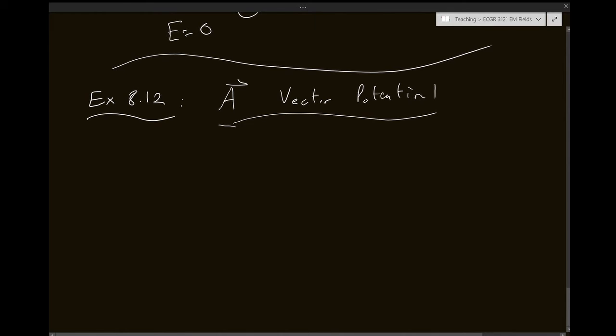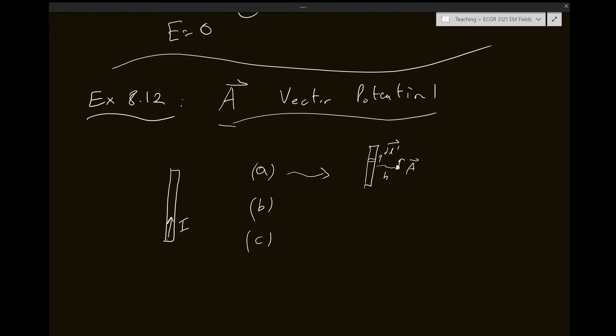So example 8.12 has to do with calculating the field due to a short segment of conductor wire with a certain current I flowing through it, right? And we want to find the field for three different points with respect to that short conducting strip or wire. So we want to take the midpoint, some distance h, and find the A field at that midpoint. Of course, if this is an element and this is dl prime, A is always going to be in the direction of dl prime. We said that was the big simplification of A, that it always follows the directed segment on the source, right?